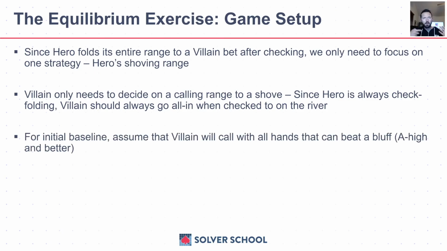So for this initial baseline, and that's the first step in this equilibrium solution, we're going to assume that villain is going to call with all hands that can beat a bluff. So any ace-high hands or better.